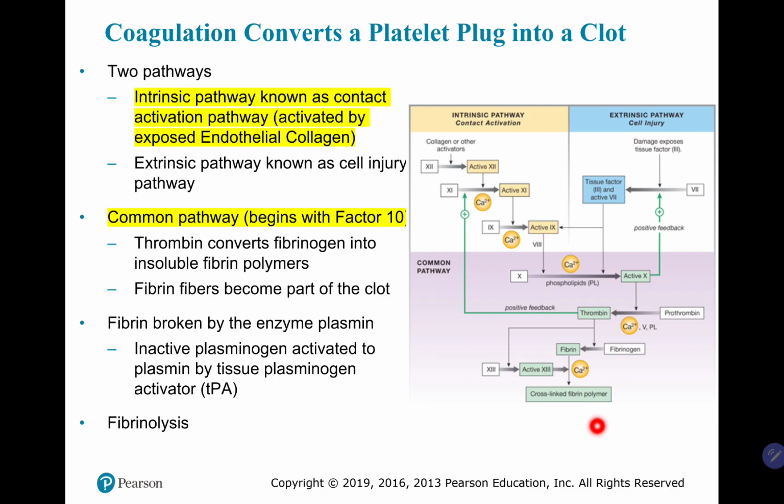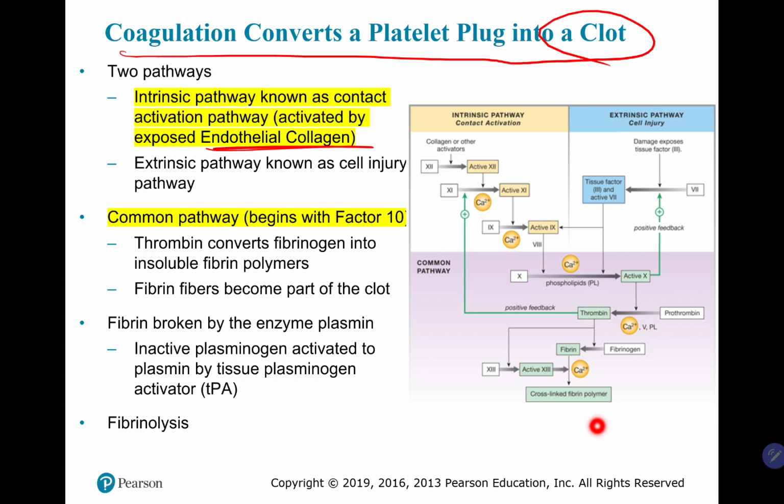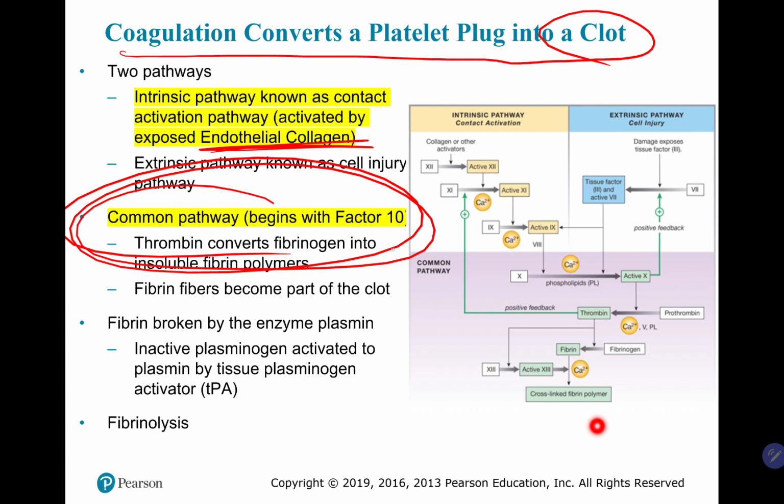When we're looking at this coagulation cascade, right? This coagulation converts this platelet plug into a stronger clot. We have two pathways, intrinsic and extrinsic pathway. The intrinsic pathway is known as that contact activation. Again, it's going to be activated by that exposed collagen. Okay. The common pathway, remember, is going to begin with factor 10. Factor 10, also factor X, right? It's just X for 10 in Roman numerals.